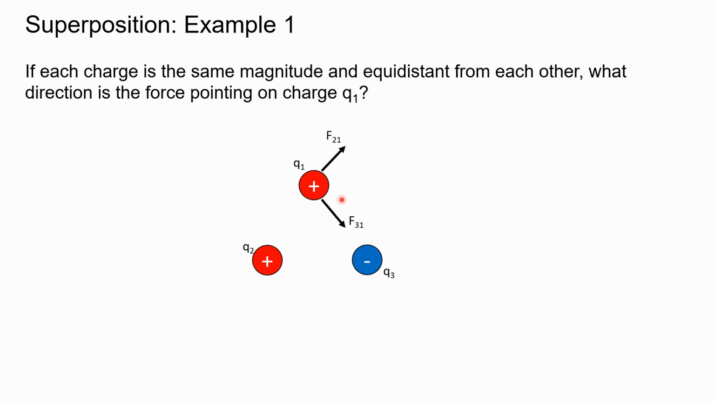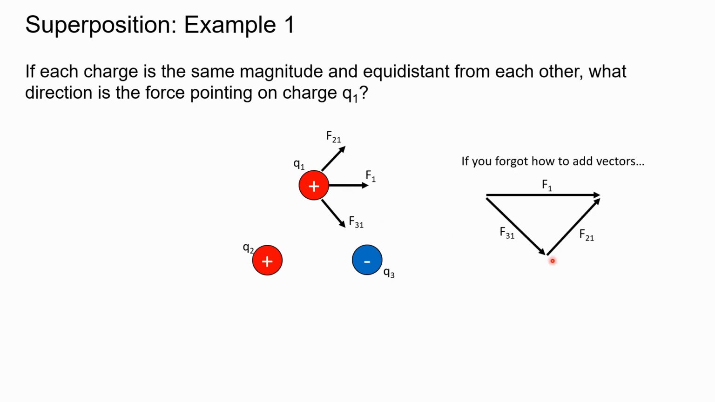Now, how do we find the total force on charge Q1? We just add up these vectors, and we get the total force acting on charge Q1, F1, which will be roughly in this direction. If you have forgotten how to add vectors, you simply add them tail to head in consecutive order. It does not matter the order. So we have F31 pointing here. On the head of F31, we add the tail of F21, and it points in this direction. The resulting difference between the starting point and the ending point of these two vectors is the F1 vector, our total force.